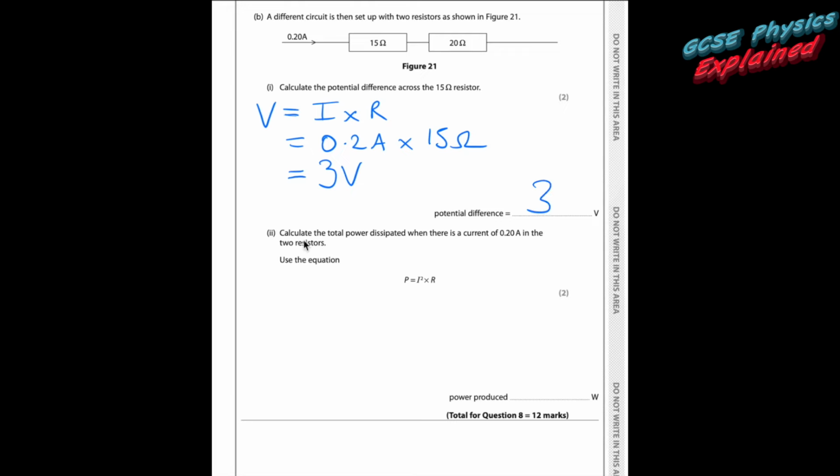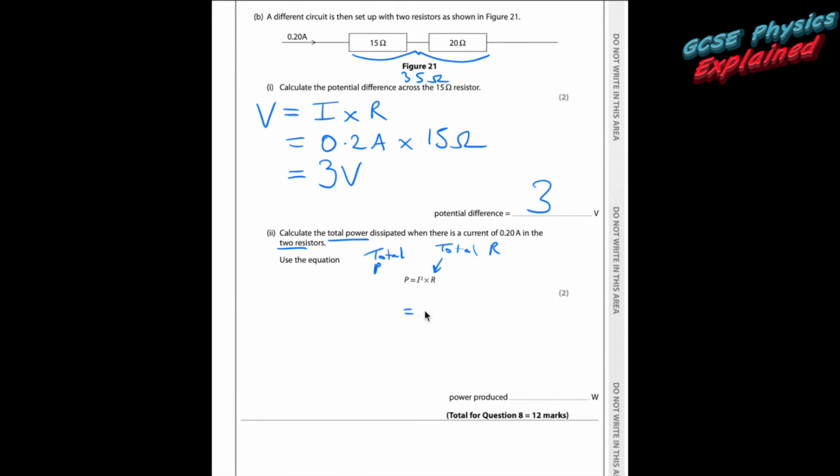Part 2. Calculate the total power dissipated when there is a current of 0.2 amps in the two resistors. Use the equation. Right, now you need to add the resistors together. If you're going to get the total power, you need to use the total resistance. Now because these are in series, you just literally add them together. So 15 plus 20 is 35 ohms.